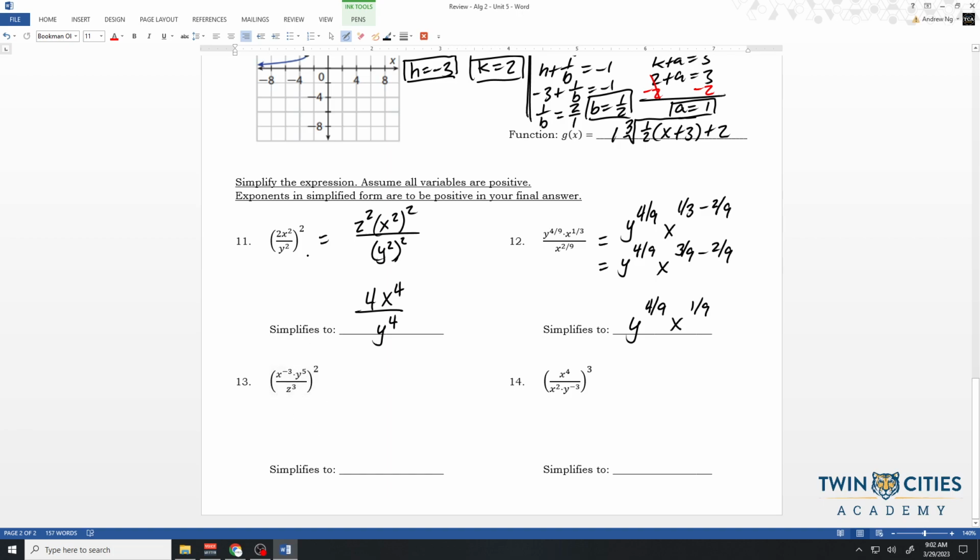Number 13. Just like I did for number 11, I'm going to bring everything to this power of 2 here. So this will be x to the negative 3 to the second power, y to the 5th to the second power, over z to the 3rd to the second power. So let's do it over here. This will be x to the negative 6 times y to the 10th over z to the 6th.